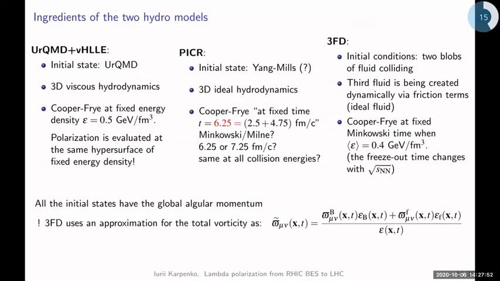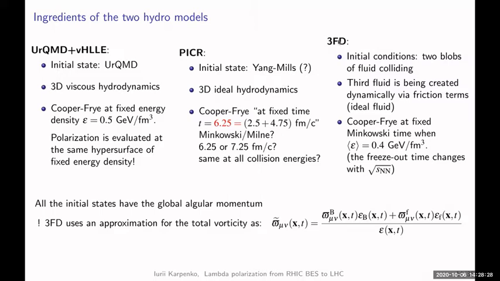Now the ingredients of the models. All of the models are naturally hydrodynamic models. The first one is a viscous hydrodynamic model. The other two are based on ideal hydrodynamics. Those models have different initial states. In case of URQMD plus VHLE, unsurprisingly, that's the URQMD initial state. In case of PCR, that's Yang-Mills plus some sort of string picture. I mean, basically a string model, which is evolved further with Yang-Mills evolution, I suppose.